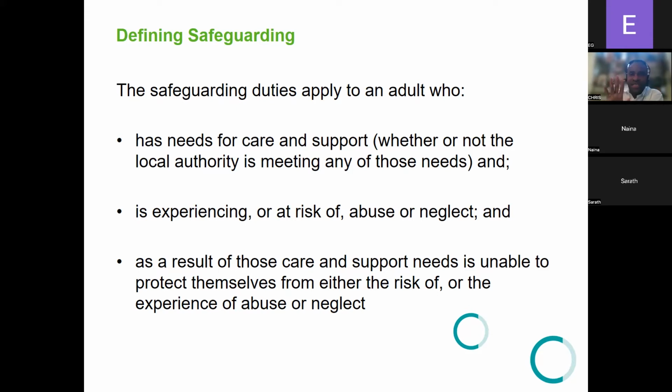So these three things are important. Number one, an adult who cannot care for themselves and support themselves, so they depend on the health and social care system or practitioners for their care and support. Number two, an adult who is experiencing abuse or is at risk of being abused or neglected. The third one is an adult who is receiving care and support, and because of the care and support needs they have, they cannot protect themselves if they are being abused by the people who are supporting them or by their family.